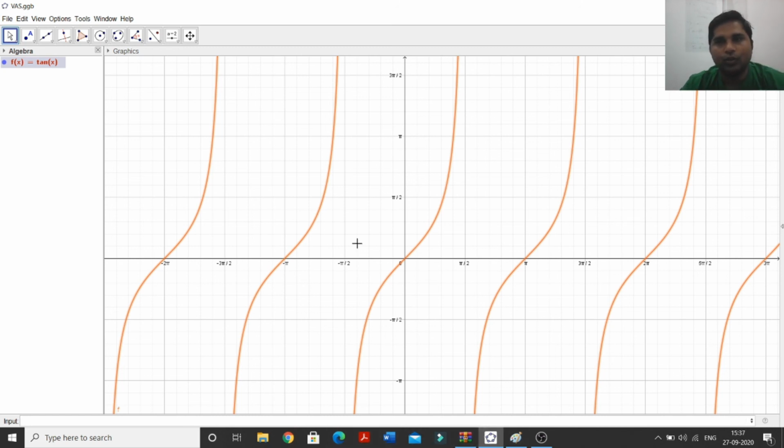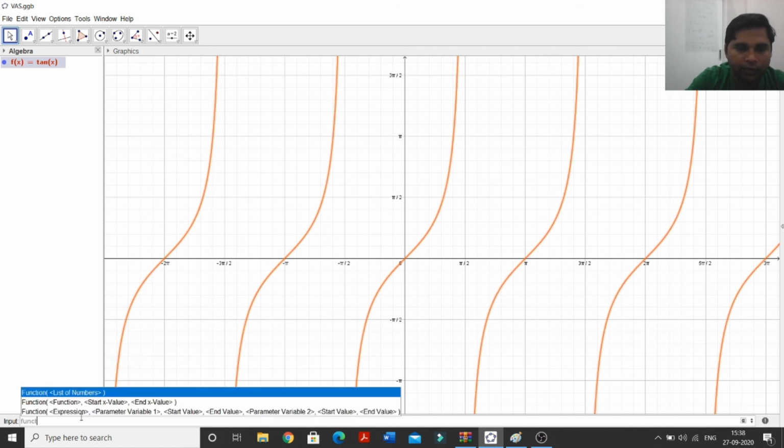Tan x is also a many to one function. It means it is not a one to one function. So we need to make it one to one so that we can define the inverse of tan x, right? So the domain we can take is between minus pi over 2 to pi over 2. It is one to one.